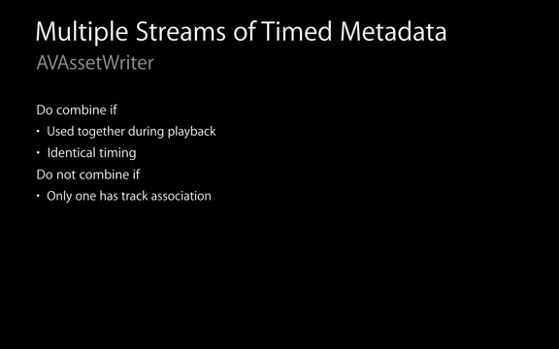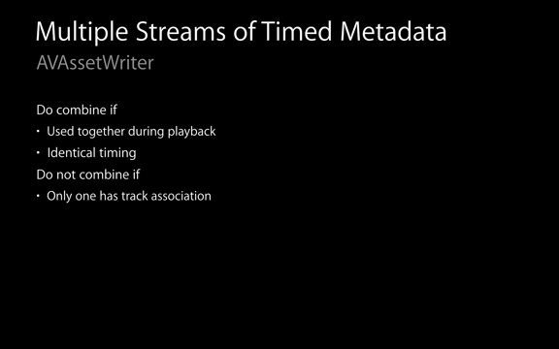But there are, of course, pros and cons to everything. So you'll definitely want to consider combining your different metadata into one track if they are used together during playback and they have identical timing. And this is definitely the case with the example we just saw with the circle center and the circle radius. If these are not true, then you might not want to combine.